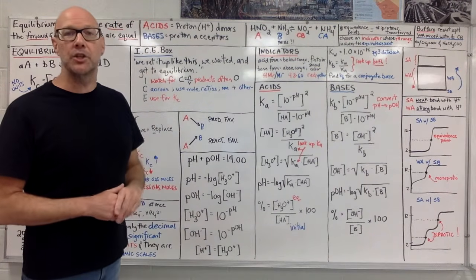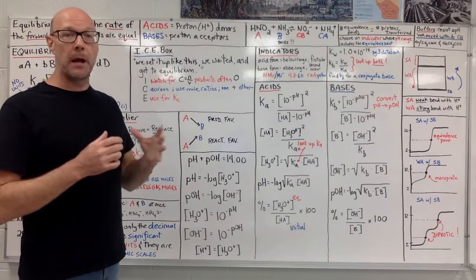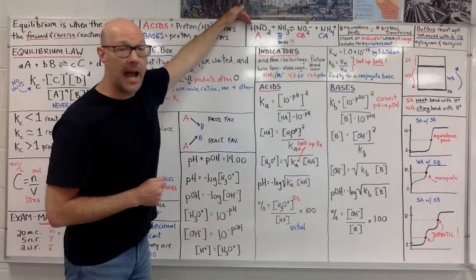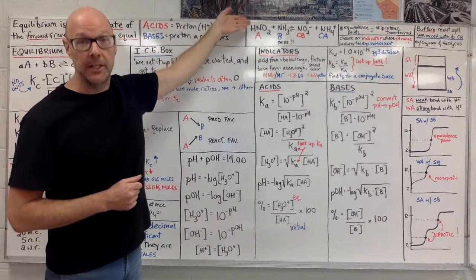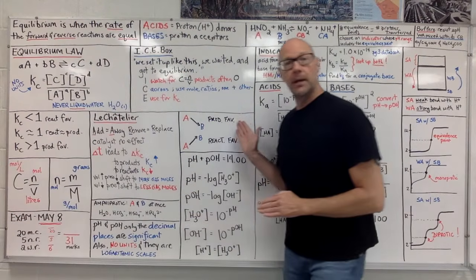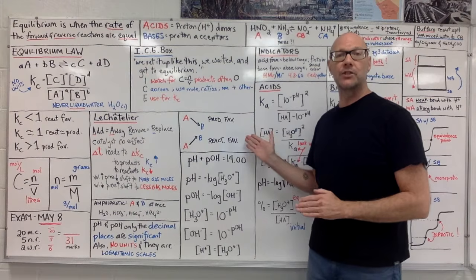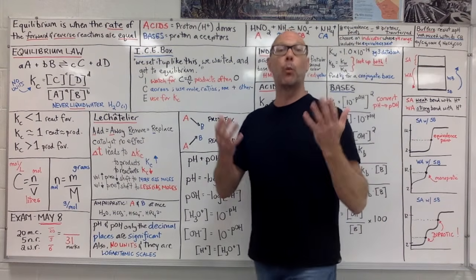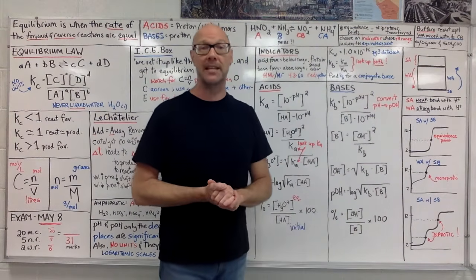This can be connected to our work with indicators. We might be asked, okay, here's a reaction. This one doesn't have an indicator, but there might be an indicator in the reaction. After we decide if the products or the reactants are favored, we might be asked, okay, so what color is the system in the end?